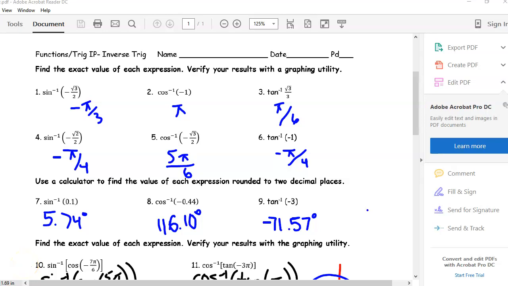Alright, here are the answers to your homework. Check them with your own. 1 was negative pi over 3. 2 was pi. 3 was pi over 6. 4 was negative pi over 4. 5 was 5 pi over 6. And 6 was negative pi over 4.